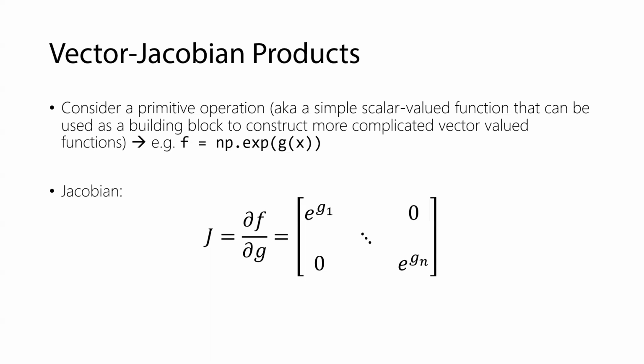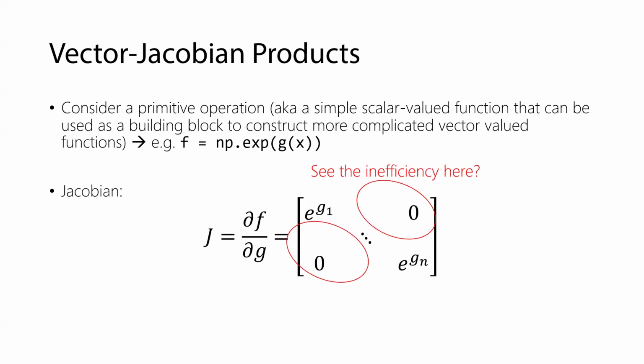The Jacobian of this will then be partial f partial g, which in this case is a diagonal matrix whose diagonal components are exponential of g1 through gn. Now, in this particular situation, we see that the Jacobian is zero everywhere except the diagonal, as far as this particular function is concerned.